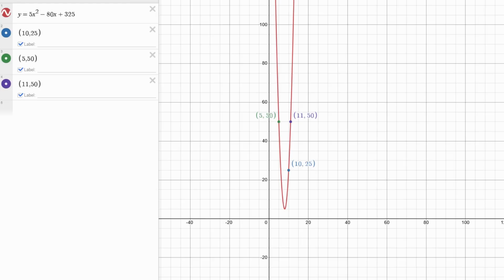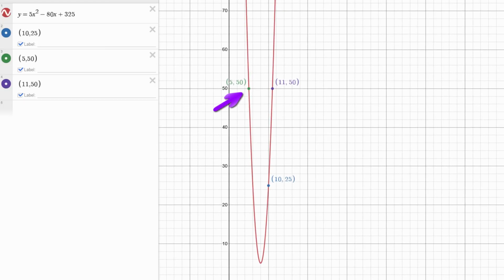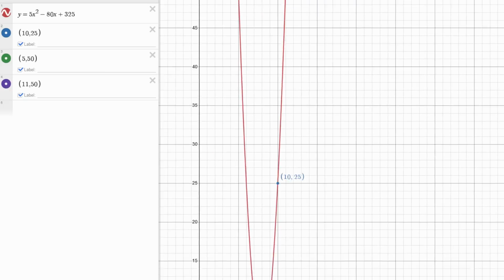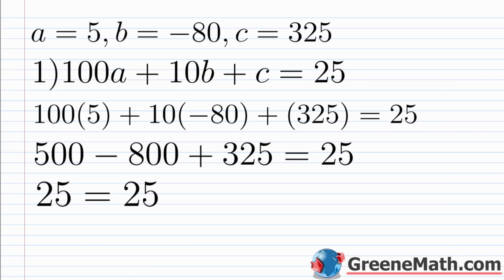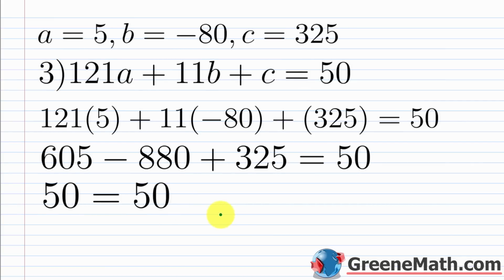So again, coming to Desmos, here's the y equals 5x squared minus 80x plus 325. So just going through and looking at the points. So here is your 5, 50. Here is your, let me zoom in a little bit more, your 11, 50. And then here is your 10, 25. Again, if you want to check by plugging in, with the first equation, you get 25 equals 25. With the second equation, you get 50 equals 50. And with the third equation, you also get 50 equals 50.